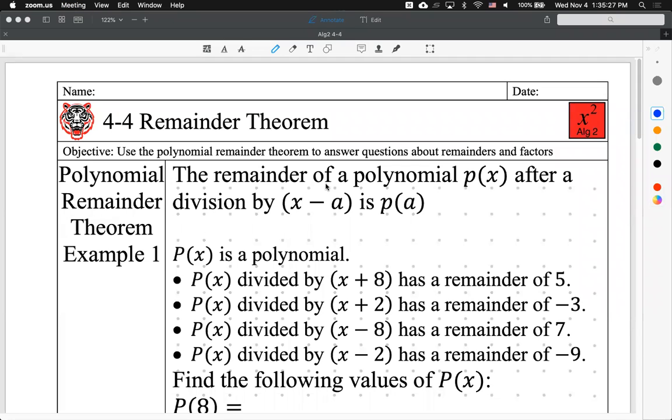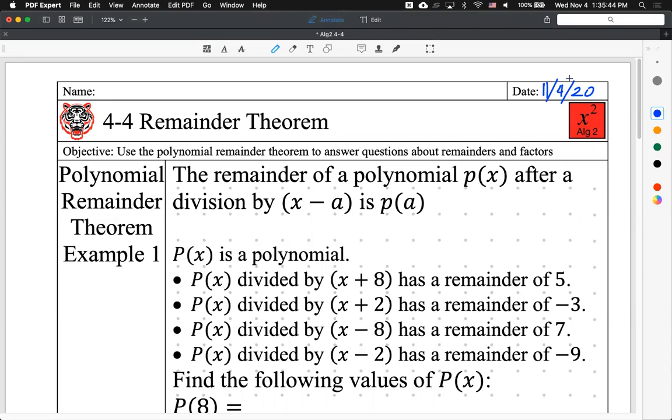All right, we are on lesson 4-4, Remainder Theorem. Today's date is Wednesday, November 4th, 11/4/2020. The objective today is to do what, Gunnar? Use the polynomial remainder theorem to answer questions about remainders and factors.